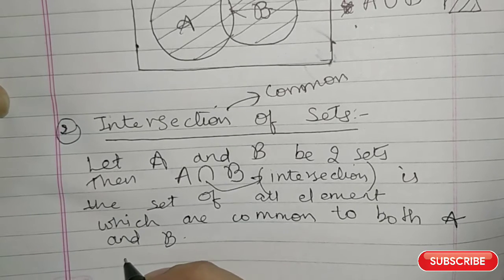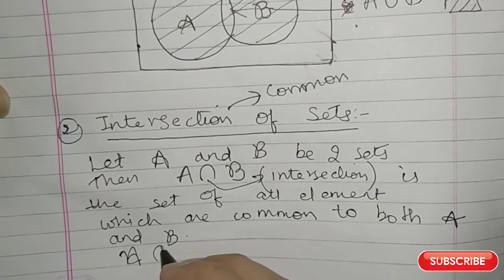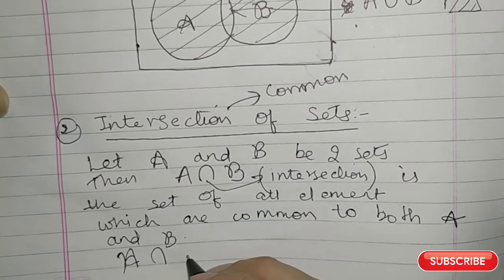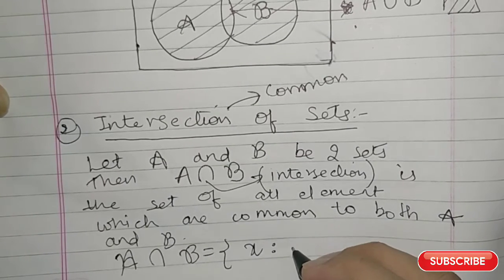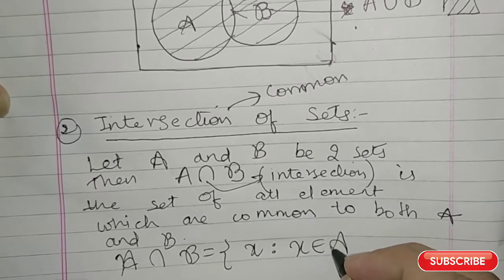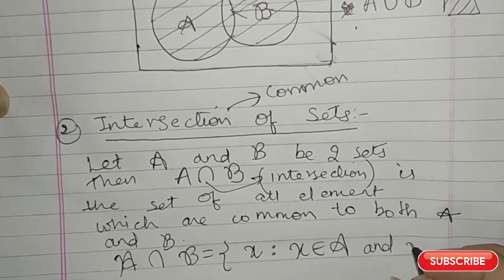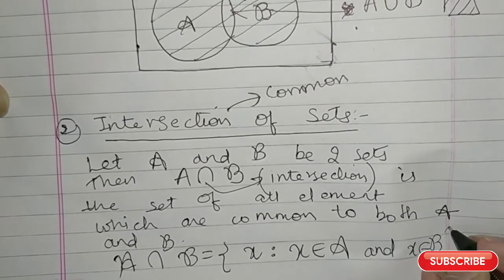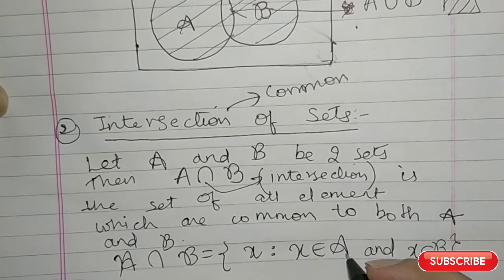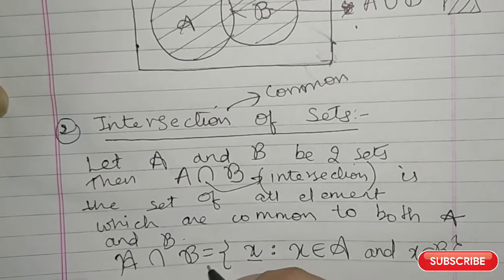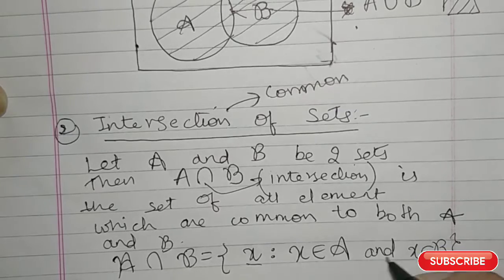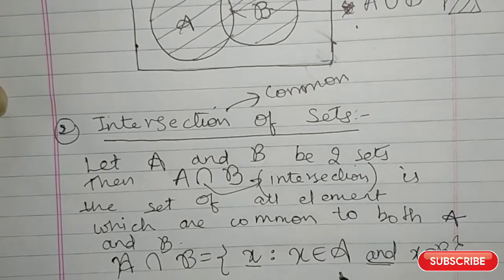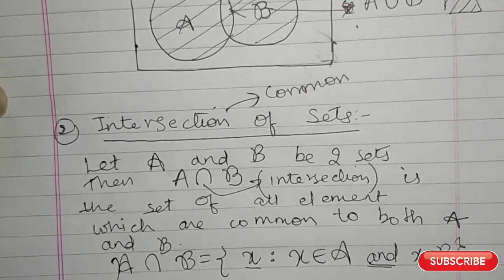Now let us look at the set builder form of A intersection B. A intersection B is equal to the set of all x such that x belongs to A and x belongs to B. So this is the set builder form. The x that you take from this set will belong to A and to B. So "and" is important here in the intersection, right?